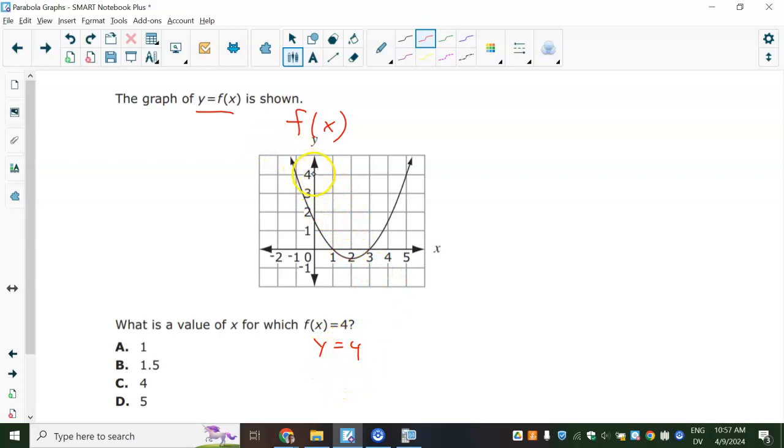So y of 4 would be right here. And again, I'm just going to extend it out in either direction. It looks like we can get a y of 4 when x is either -1 or 5. And looking through our answer choices, only one of those is an option. So if we have x of 5, that would make y be 4. And again, if you're worried about this f of x thing, just think of it as y, because it's saying that f of x is the same thing as y.